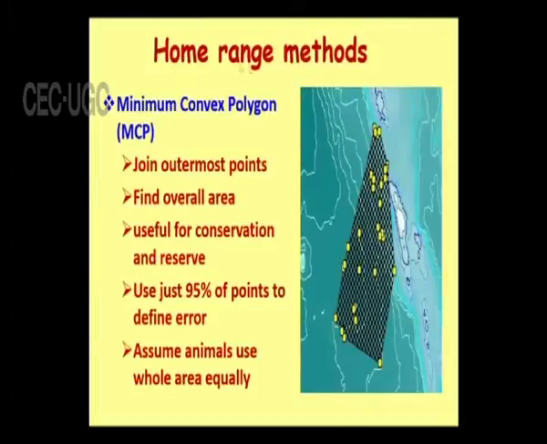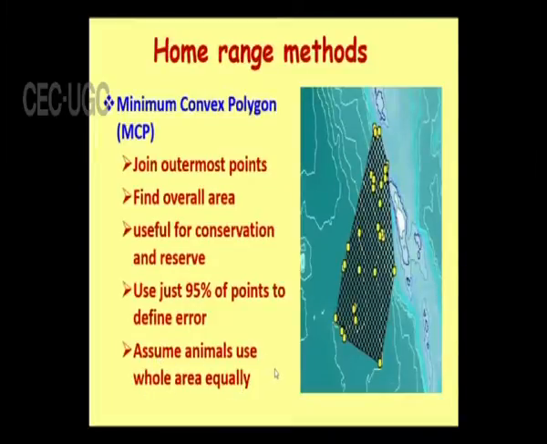And see, there are various methods for finding the home range. One method is the minimum convex polygon method. Here, wherever the points are available, there the buffaloes are wandering, and therefore we have to join the outermost points. So, it is the map, and we are joining and connecting all the outermost points, and that area will be called the habitat of that particular animal, and we have to find the overall area. The area covered by this polygon is useful for conservation and reserve, and we have to use just 95% of points to define error, because there may be some error, and therefore plus or minus 95% we have to accept, and we are assuming that the animals are using the whole area equally.